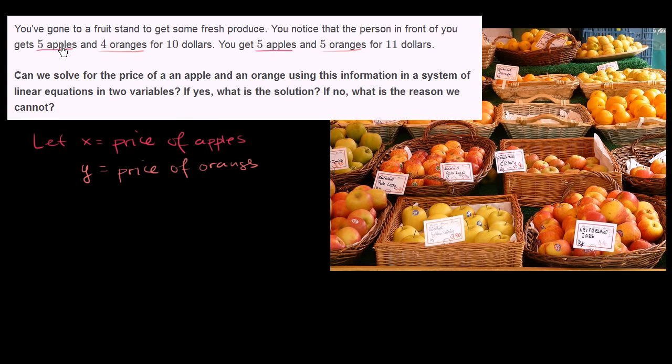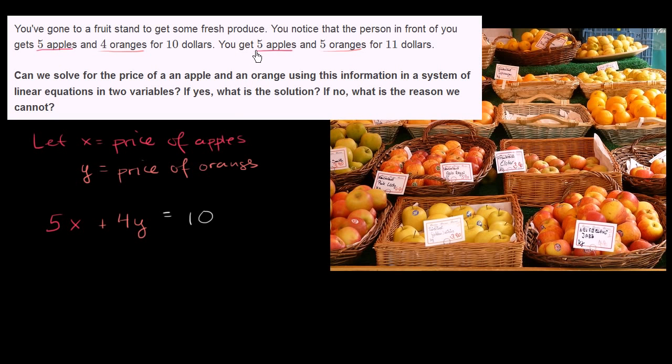They bought 5 apples. So how much did they spend on apples? Well, they bought 5 apples times X dollars per apple. So they spent 5X dollars on their 5 apples. And they bought 4 oranges times Y dollars per orange. So they spent 4Y on oranges. So the total amount that they spent is 5X plus 4Y. And they tell us that this is equal to $10.